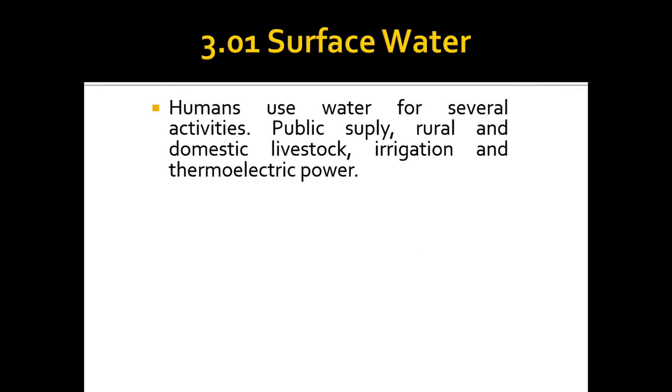All right, so topic 3.01 is surface water. So first of all, humans use water for several activities: public supply, rural and domestic livestock, irrigation, and thermoelectric power. So, where do humans find all of this water? Well, we find a lot of this water on the surface, and it is found in many different ways, such as lakes, rivers, rain, oceans, etc. And of course, we use all of that water for all of the purposes that I just gave you in this first paragraph.